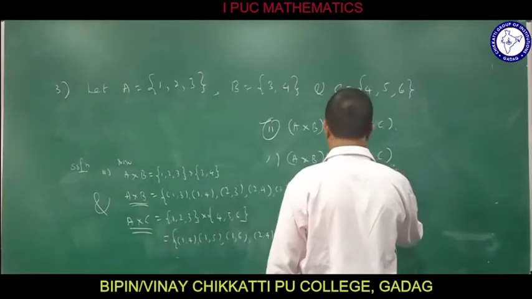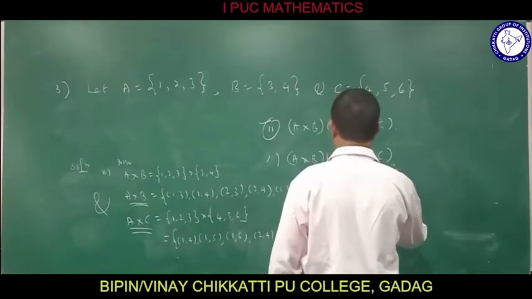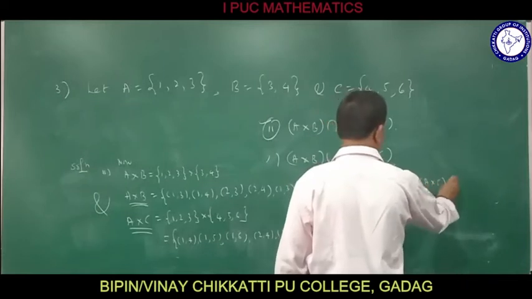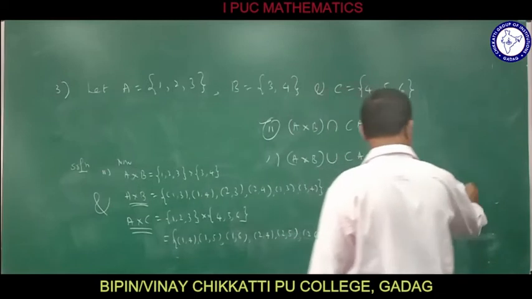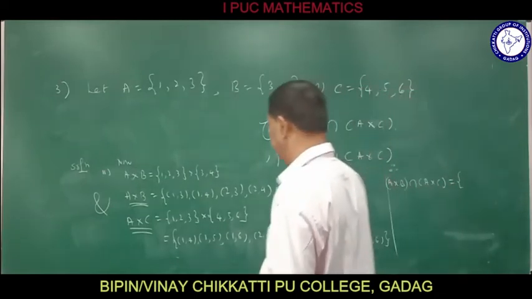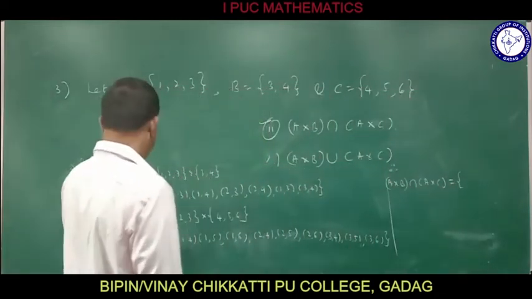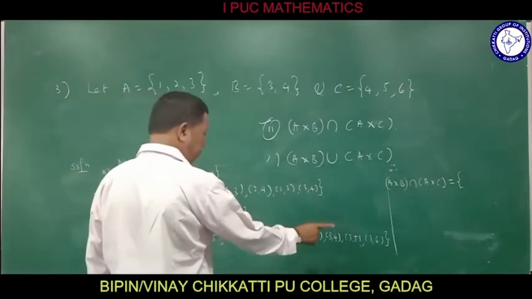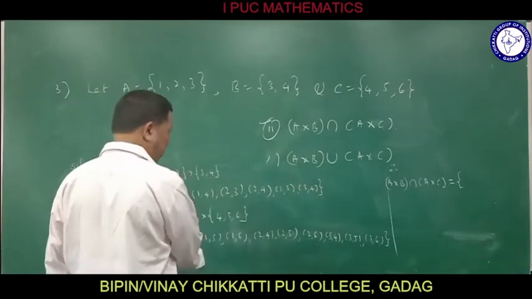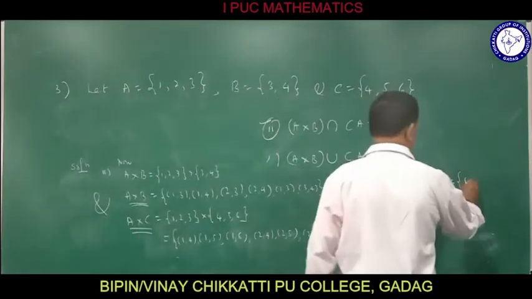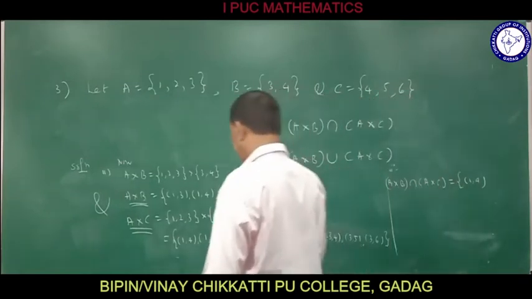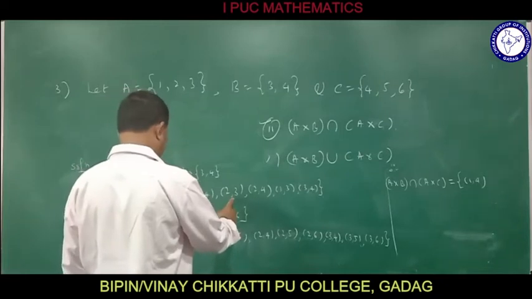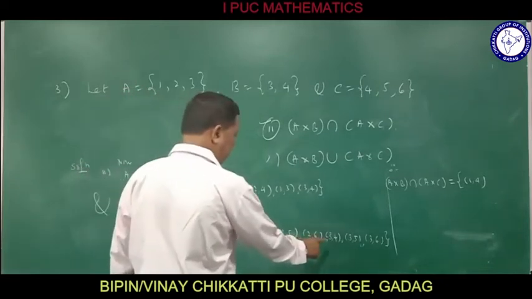Therefore, the question is (A cross B) union (A cross C). Is there a common element? You have to write it in both. In A cross B, is there (1,3)? Is (1,3) there anywhere? Nowhere. (1,4)? Yes, (1,4) is there. One ordered pair is (1,4). Next, you have to see that (2,3) here. (2,3) is here.